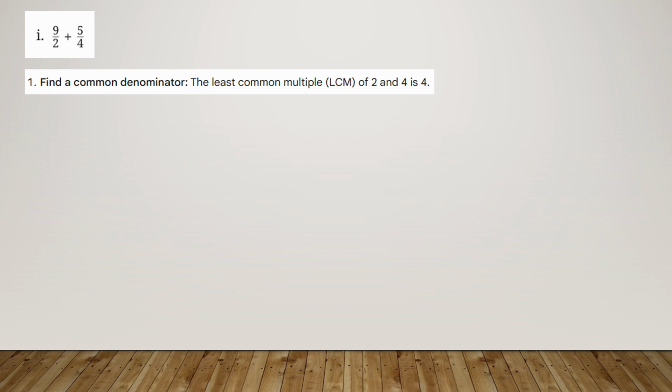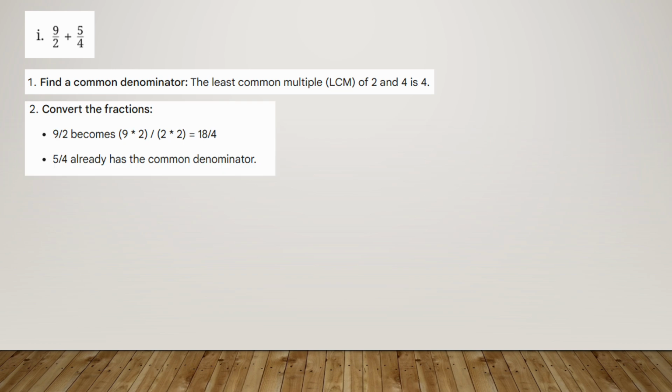Next one, 9 by 2 plus 5 by 4. First we have to find a common denominator. LCM of 2 and 4 is 4. So convert the fractions. 9 by 2 becomes 9 into 2 by 2 into 2. That is 18 by 4. 5 by 4 already has the common denominator. Then add the fractions. 18 by 4 plus 5 by 4. 18 plus 5 is 23 by 4. We can simplify this as 5, 3 by 4.